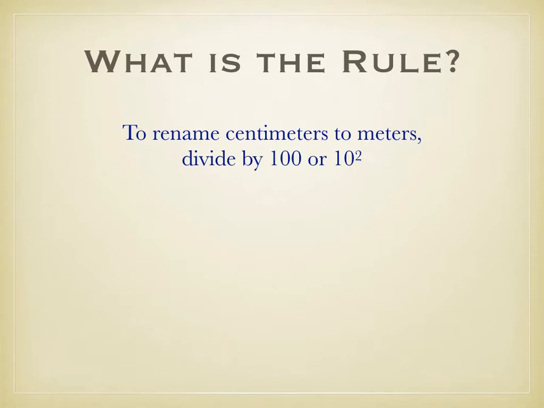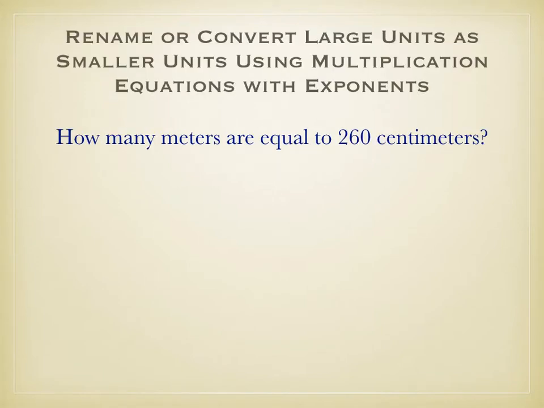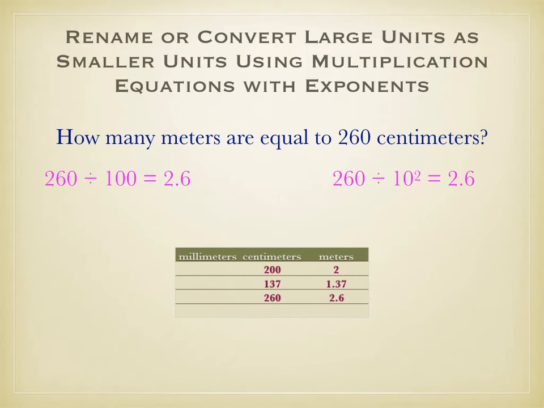So let's look at one more. How many meters are equal to 260 centimeters? Well, again, to go from the smaller unit centimeters to the bigger unit meters, we divide by 100, which would be 260 divided by 100 equals 2 6/10. And rewriting that with an exponent, we would get 260 divided by 10 to the second power equals 2 6/10. And we're going to add that to our chart. 260 centimeters equals 2 6/10 meters.